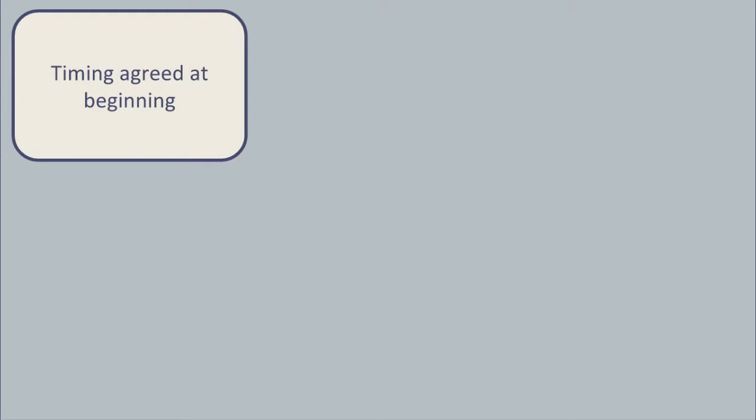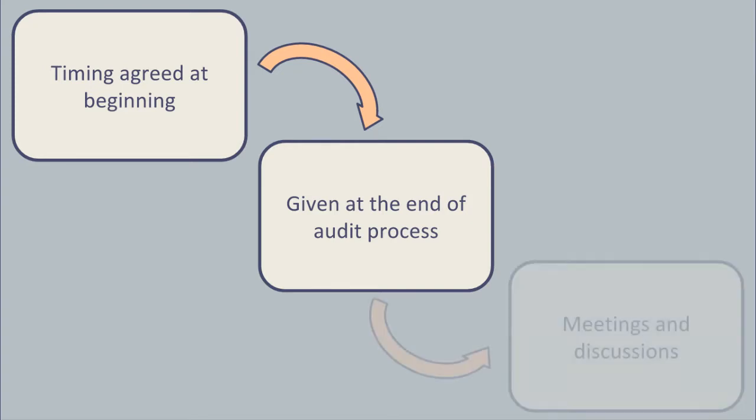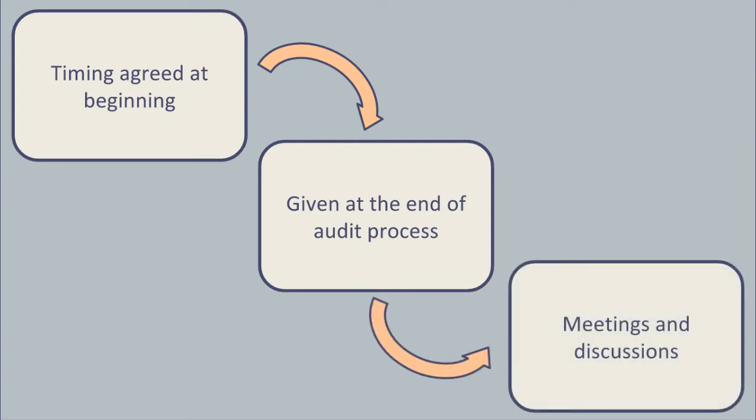The timing of the management report is agreed at the beginning of the audit assignment, before work commences. Management reports are usually given to the client at the end of the audit process, once the audit report has been prepared. Often, the client will have a meeting with the auditors and discuss these deficiencies to enable them to clearly identify what needs to be done.